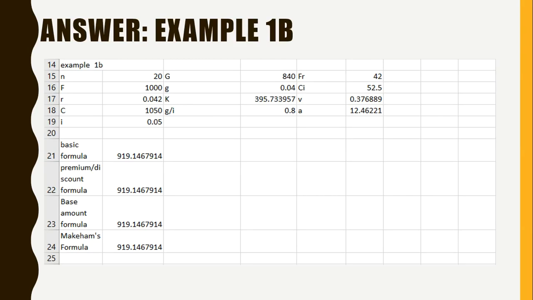So we come to the table. We write out all the information given in the question. Then we substitute all the information into the four formulas. You can see the answers we get from the four formulas are exactly the same.